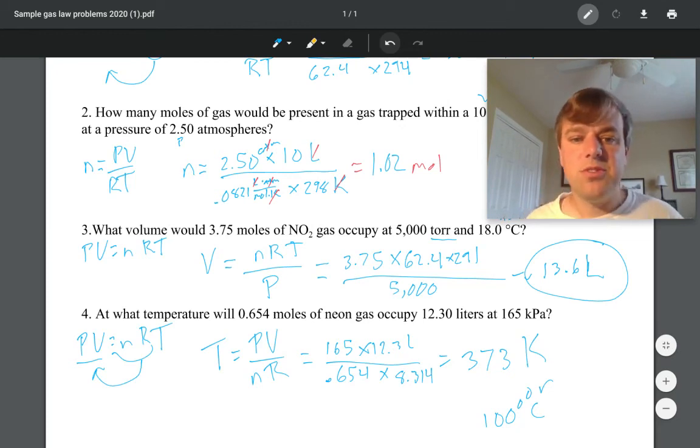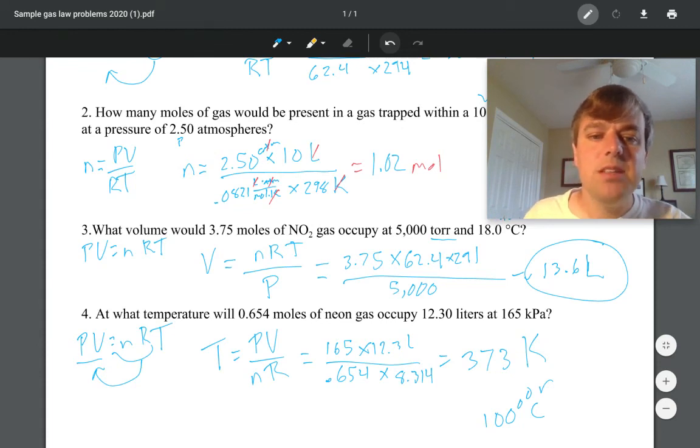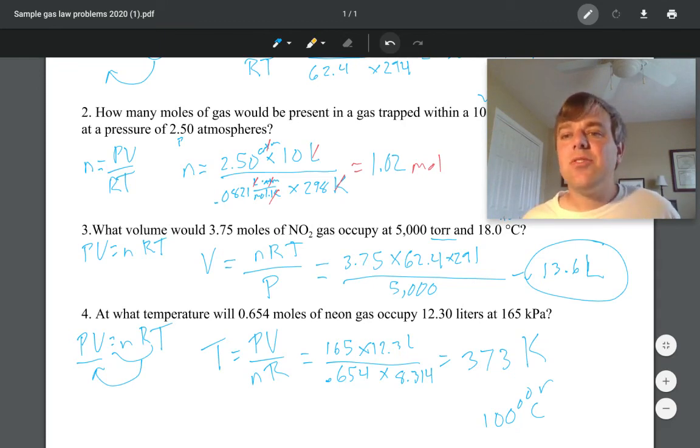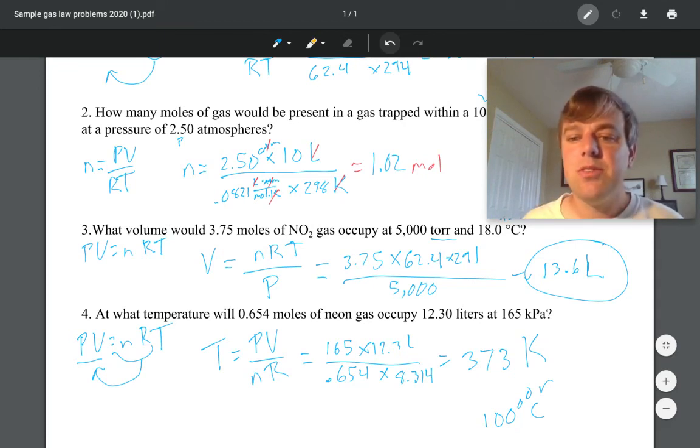So I hope this helps. Keep in mind, once again, for this last problem, it doesn't matter whether we were working with neon gas or helium gas or oxygen gas or sulfur hexafluoride gas. No matter what gas we're working with, the answer would be the same. That's what's so neat about the ideal gas law.